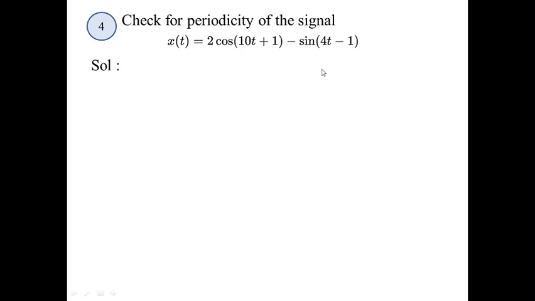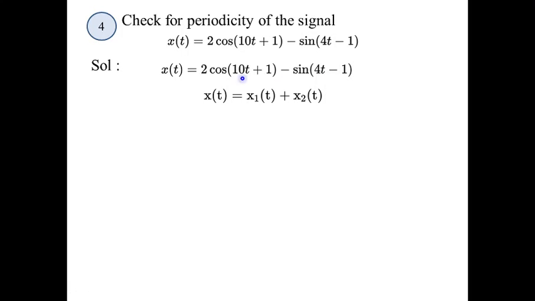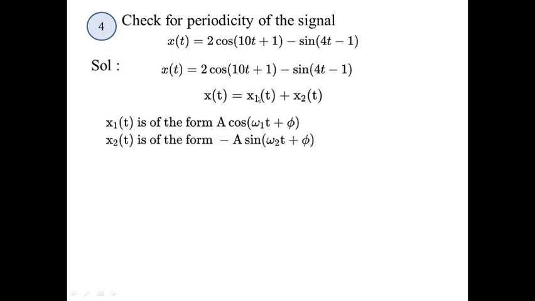So the first thing is, you have to split both the signals. So you can see here that x of t equal to x1 of t plus x2 of t, where x1 of t is nothing but 2 cos 10t plus 1 and x2 of t equal to sin 4t minus 1. As usual, in the next step, you have to look into whether the signal is of the standard form. So observing, you can see that x1 of t is of the standard form cos omega 1 t plus phi, and x2 of t is of the standard form a sin omega 2 t plus phi, right? So our aim here is to find out what is omega 1 and omega 2.